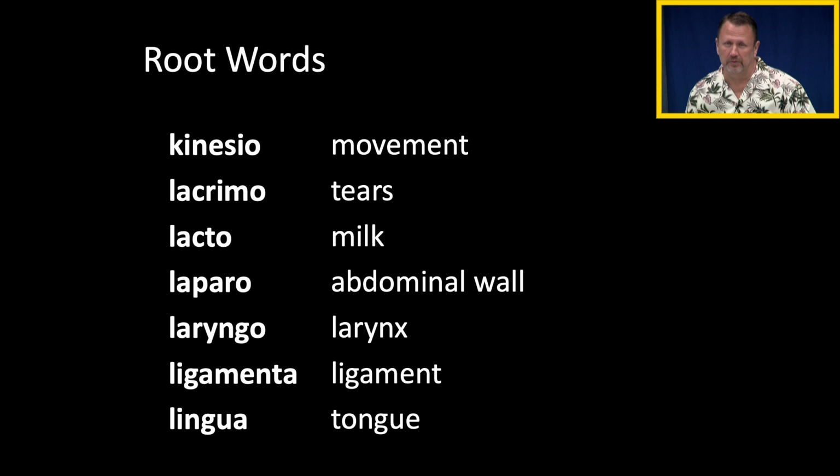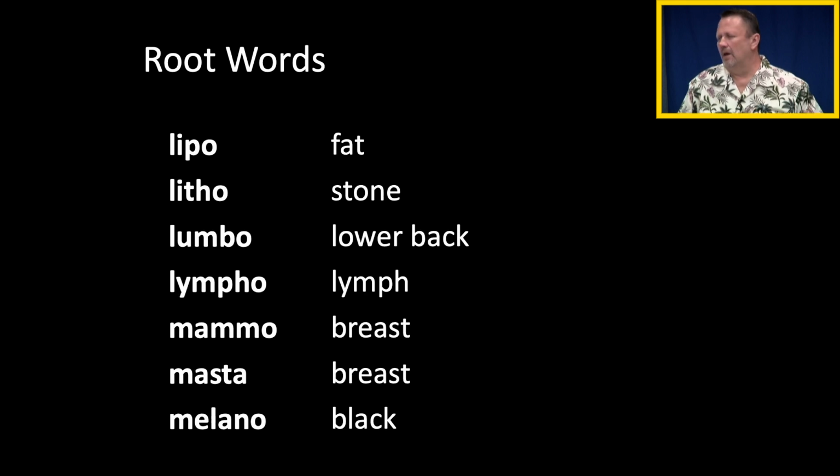Ligament refers to ligaments. Lingua also refers to tongue. You'll hear somebody called a polylingual, referring to their ability to speak different languages. And so glossal and lingual refer to the tongue. Lipo, again, is fat. Litho refers to stones. And so lithotripsy, tripsy to break, litho, stones.